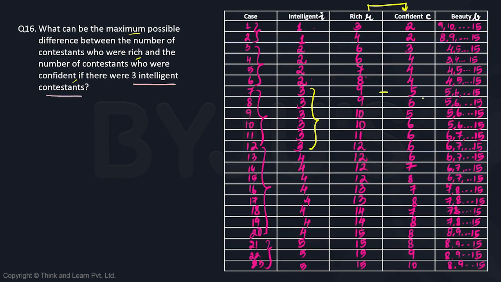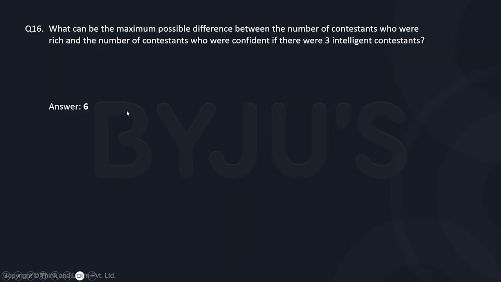So rich and confident, we need to find the maximum difference. The difference between 9 and 5 is 4, 9 and 6 is 3, 10 and 5 is 5, 10 and 6 is 4, 11 and 6 is 5, 12 and 6 is 6. So the maximum difference is 6. We are supposed to type in 6 because this is a TITA question. So the answer is going to be 6.